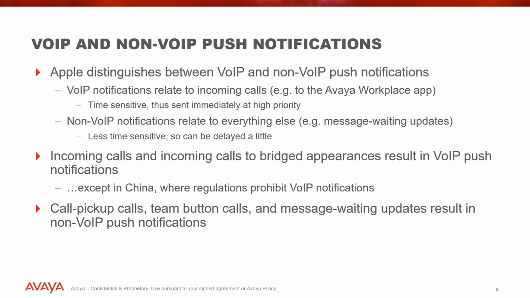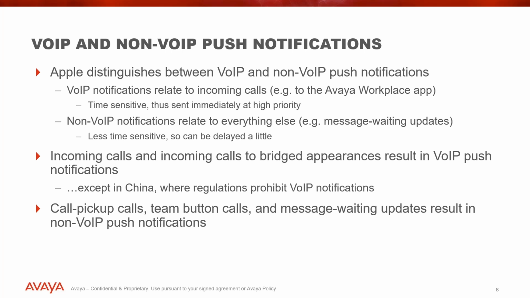There are two kinds of push notifications. Apple distinguishes between VoIP and non-VoIP, and the difference really has to do with priority. VoIP notifications relate to actual incoming calls. These are time sensitive. You don't want to delay these notifications. If you've got an incoming call and this notification gets delayed by, say, 30 seconds, well, you've missed your incoming call. So the VoIP notifications are time sensitive. They're sent immediately at high priority.